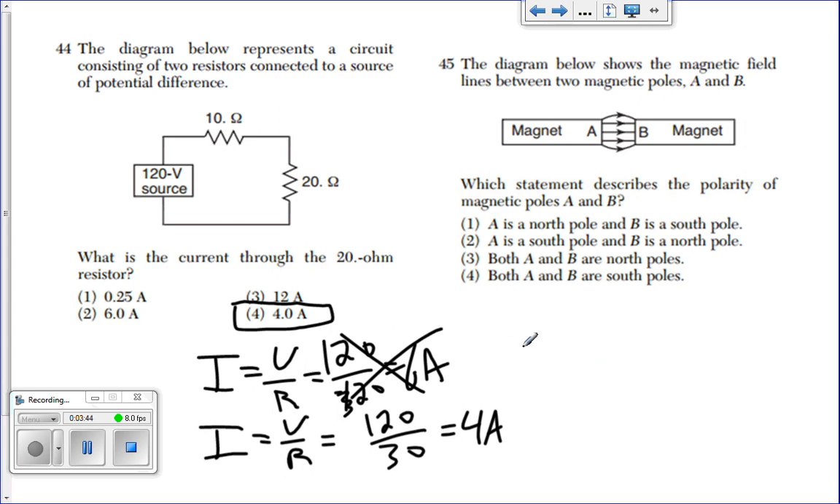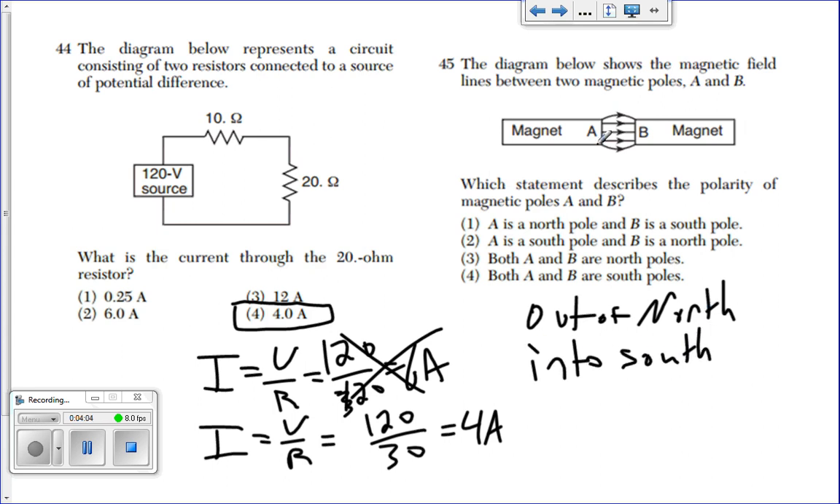And lastly, number 45. This is a very straightforward magnet question. All right, just remember, for your magnetic field lines, they go out of north and into south. So it looks like they're going out of A and into B. That means that A is your north and B is your south. Check.